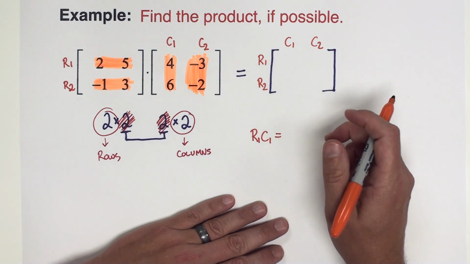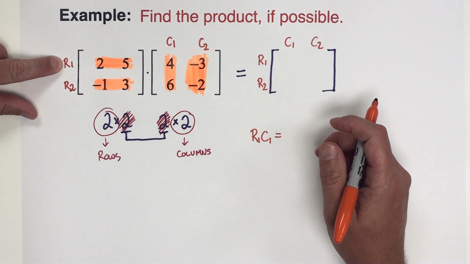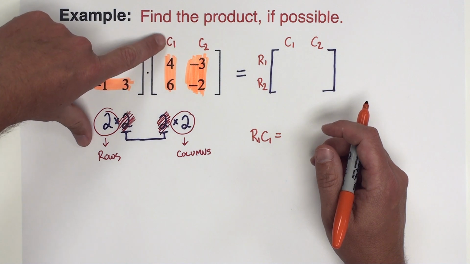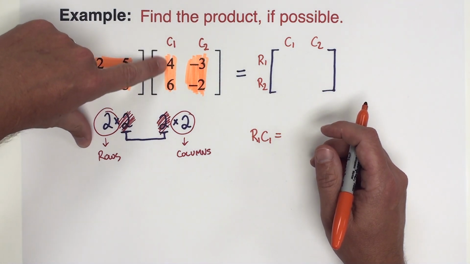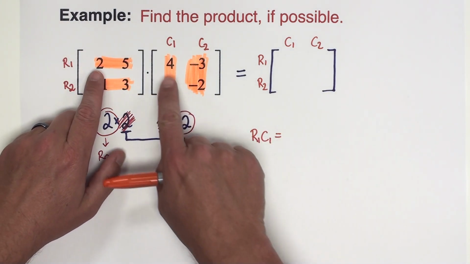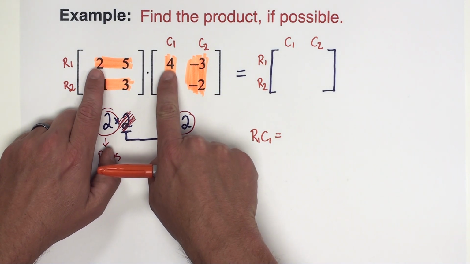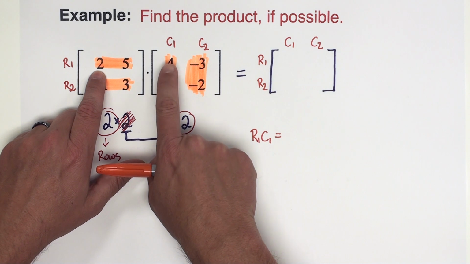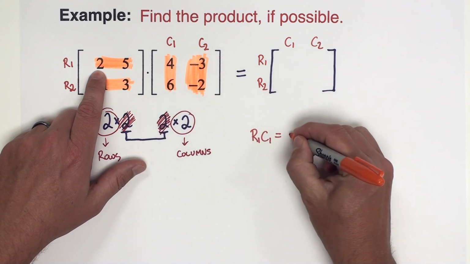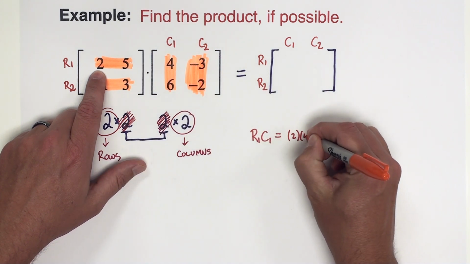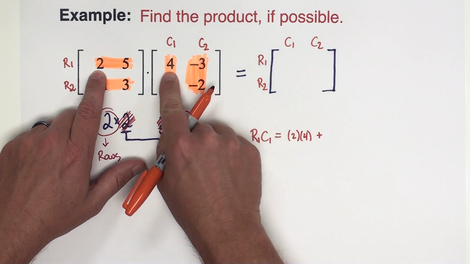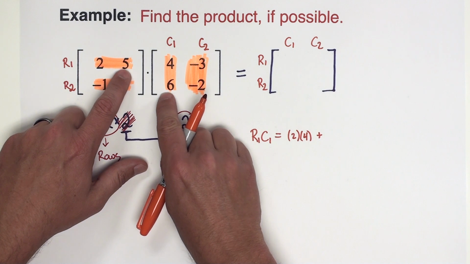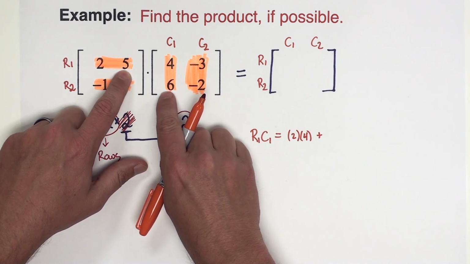Here's how I find it. I'm going to take row 1, the 2 and the 5, and column 1, which is the 4 and the 6. I'm going to multiply the first number of each row and column, so I multiply 2 and 4 together. I'm going to add to that the product of the second number in each row and column, so I multiply 5 and 6 together.